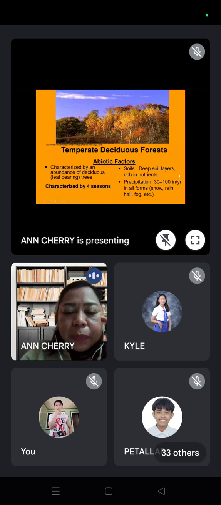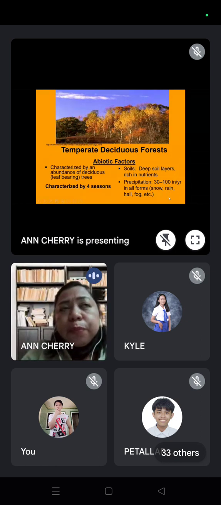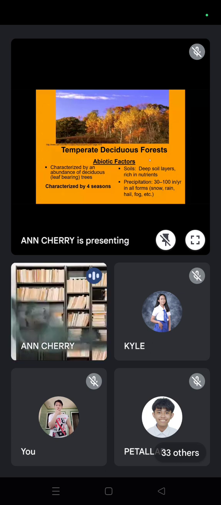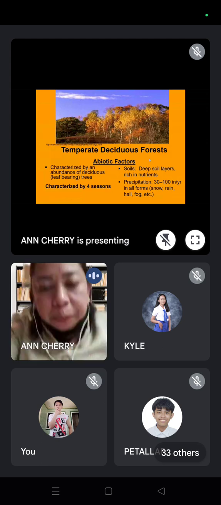Soils are deep layers that are very rich in nutrients. And precipitation is 30 to 100 inches per year and in all forms. Different forms of precipitation include snow, rain, sleet, fog, and hail. So that is for the temperate deciduous forests.